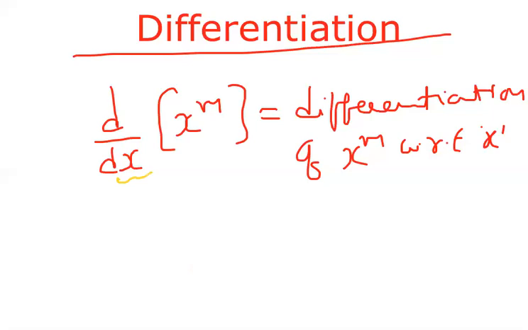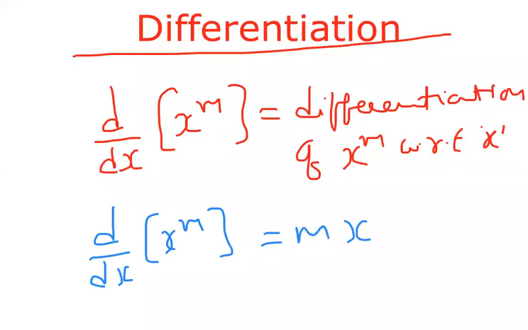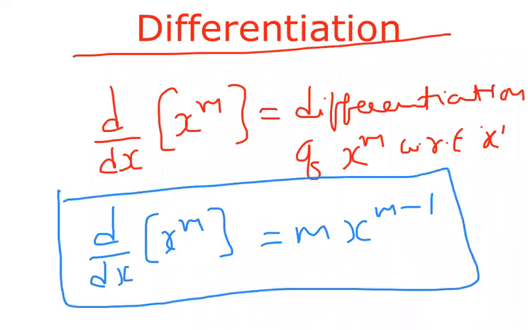So what is the formula here? We are not going into detail about the differentiation basics and everything. We are just discussing the differentiation useful for physics. So the formula I can write here: d by dx of x power m is m into x power m minus 1. This is the basic formula which we will be using often in physics.